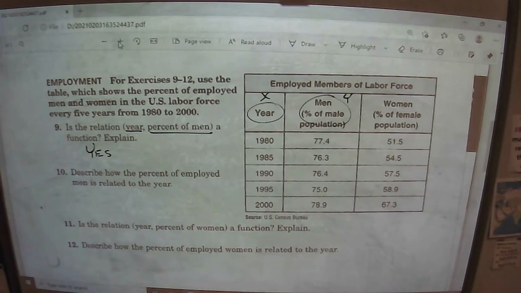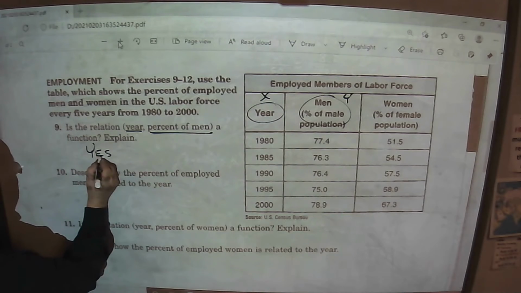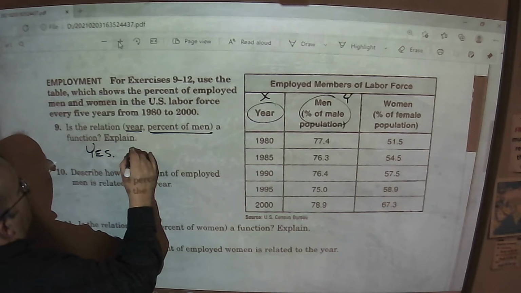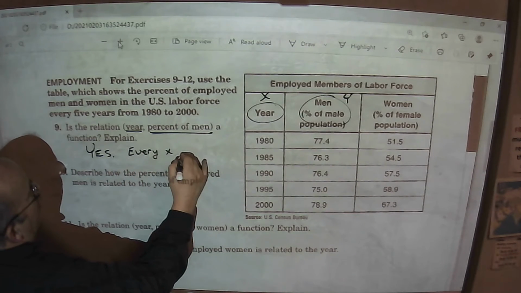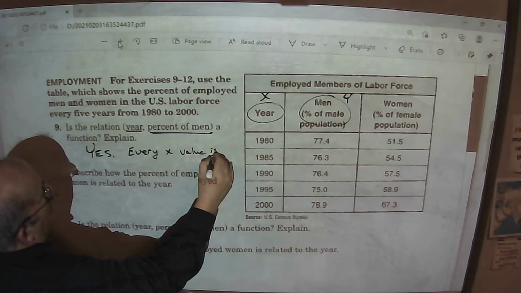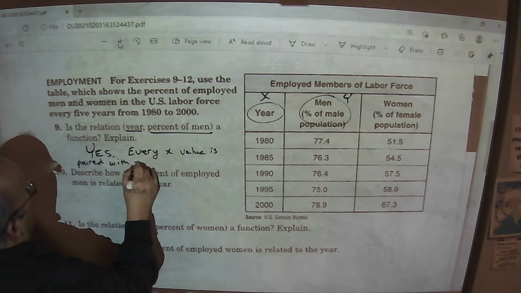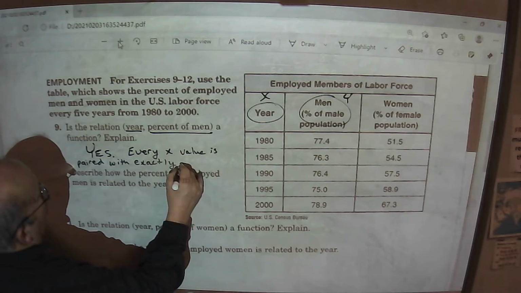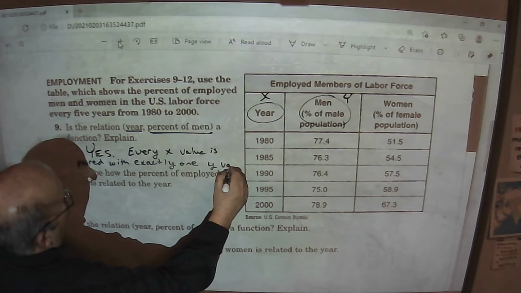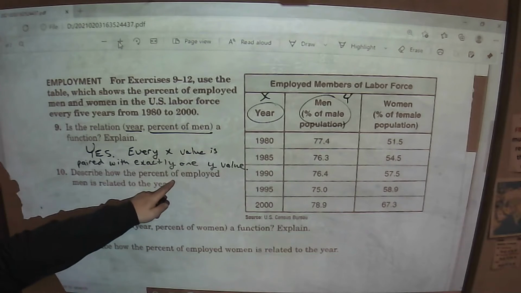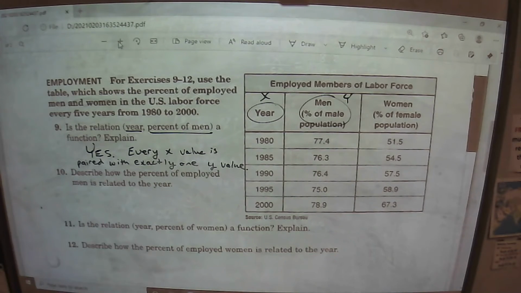What's our explanation? Well, I'd say something like every x value is paired with exactly one y value, which is the definition that the book was talking about on that first page, right? Okay, next question says, describe how the percent of unemployed men is related to the year.